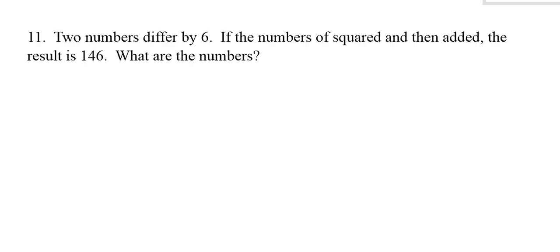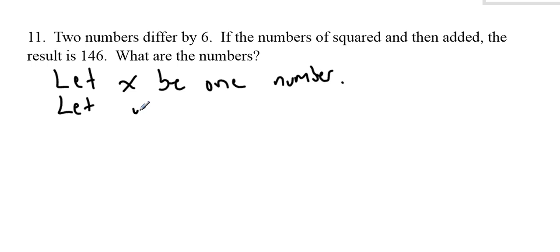Let's have a look. Two numbers differ by 6. If the numbers are squared and then added, the result is 146. What are the numbers? Hopefully a fairly straightforward question here. Obviously, it wants to know what the numbers are, so let's define x and y to be the numbers. Let x be one number, let y be the other.